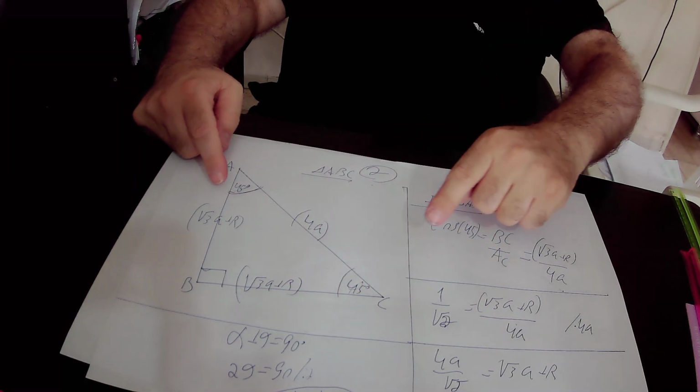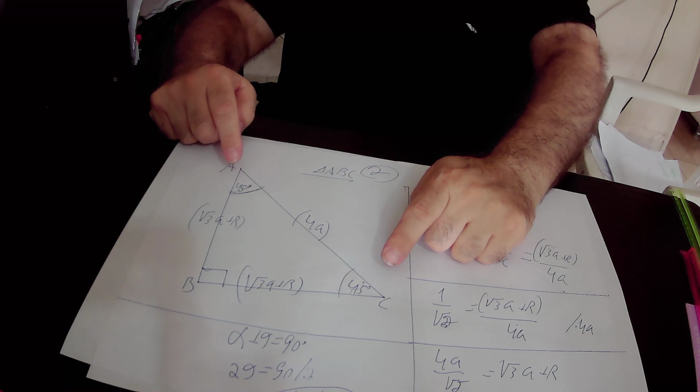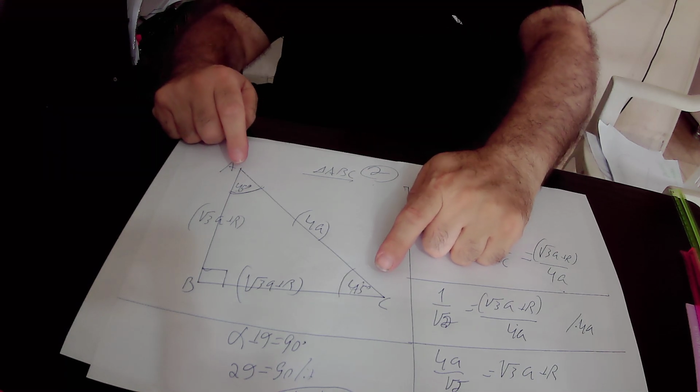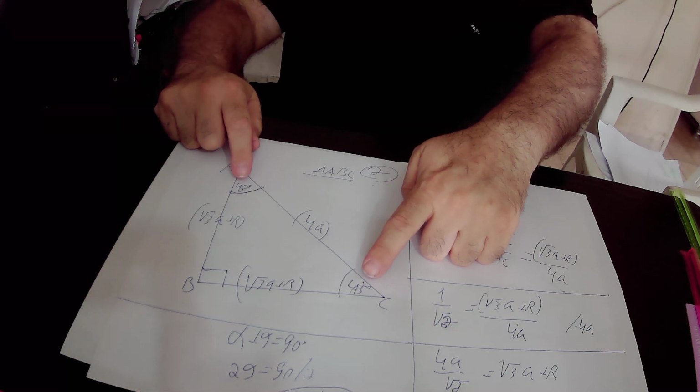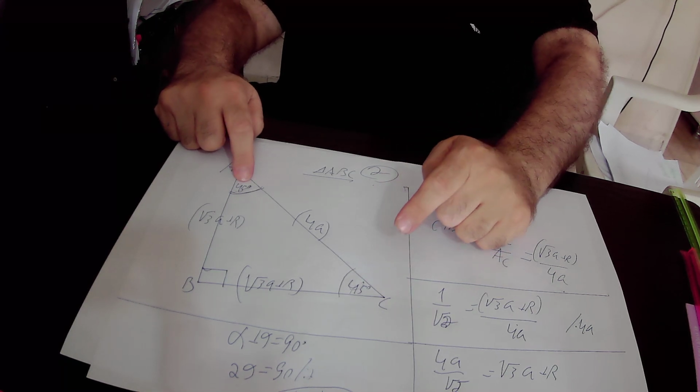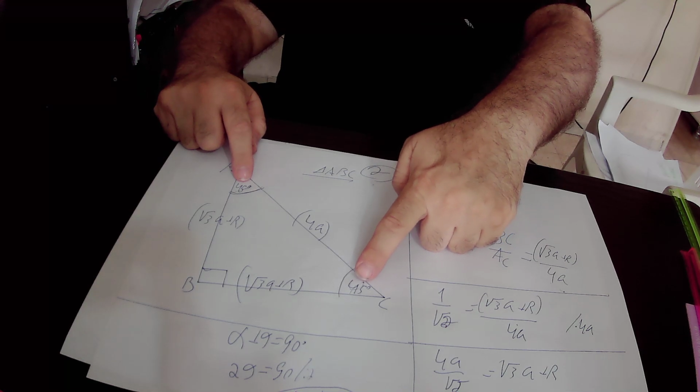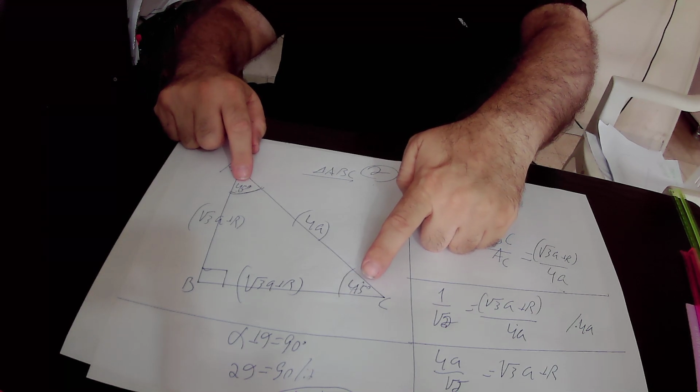Side AB equals side BC, and we have the rule that in front of equal sides in the triangle, there are equal angles. So those two angles that are located in front of the equal sides must be equal to each other. So if one angle is alpha, then the other angle must also be equal to alpha because of the fact that they are equal to each other.